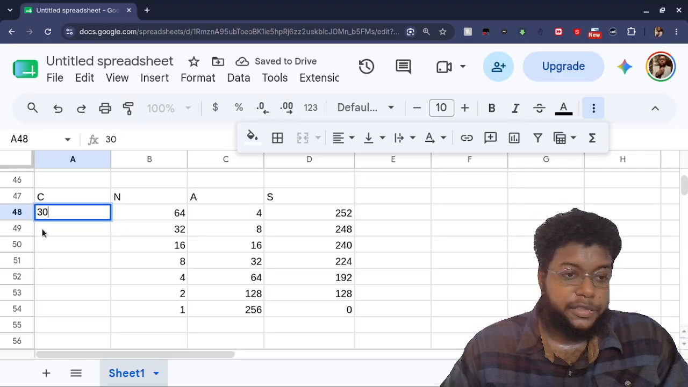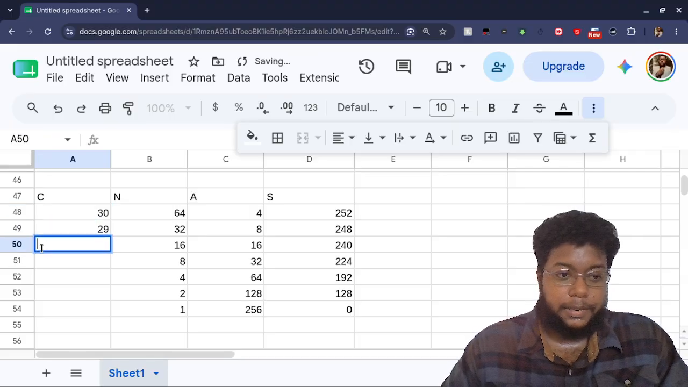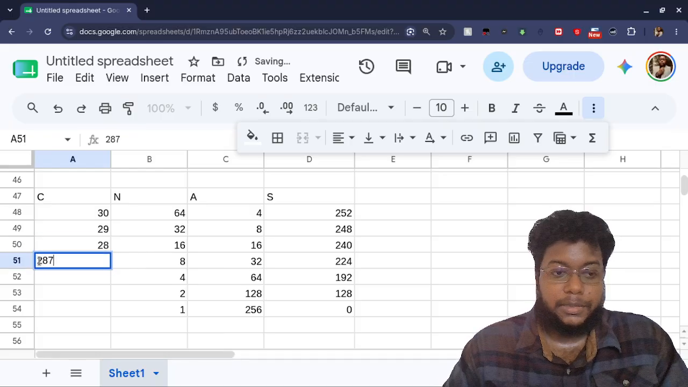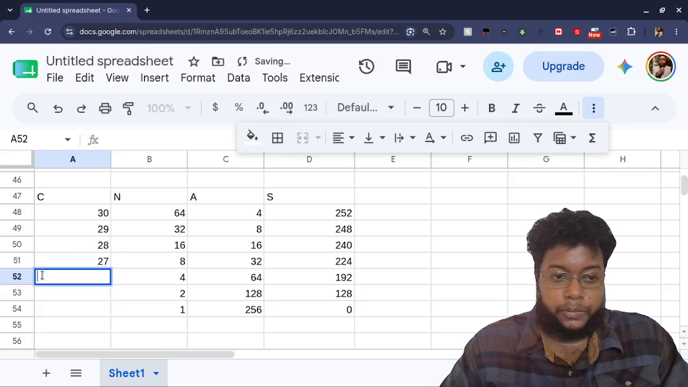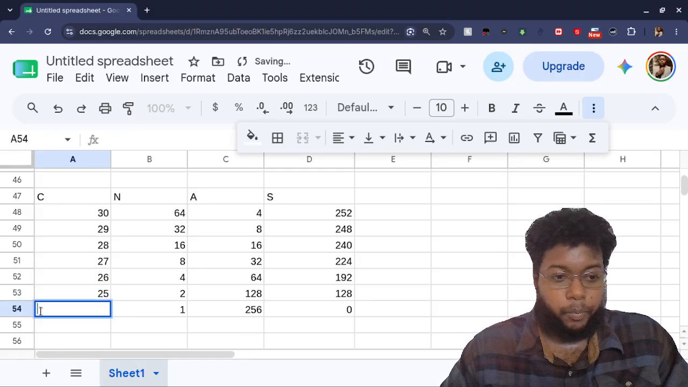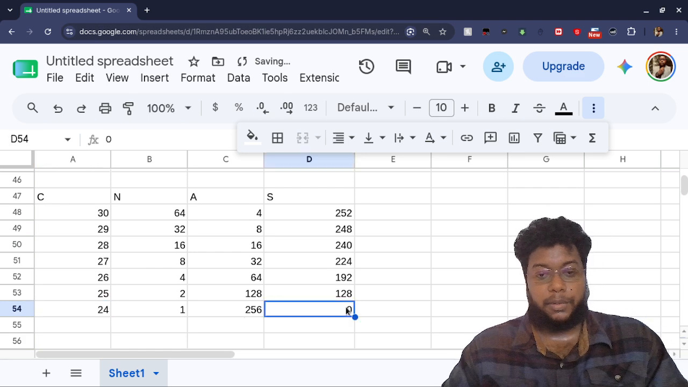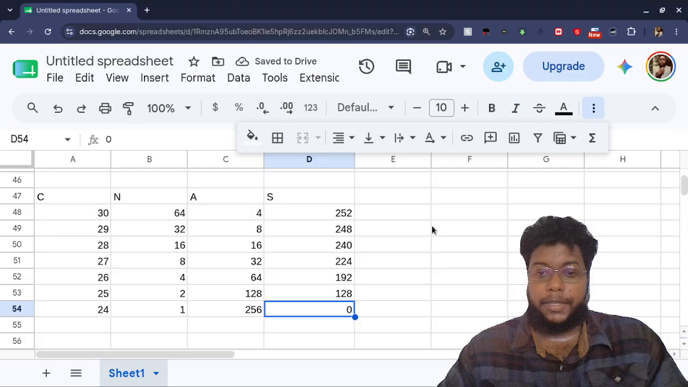There was a slash 30, slash 29, slash 28, slash 27, slash 26, slash 25, slash 24. See what I mean? All right, now let's start breaking these down.